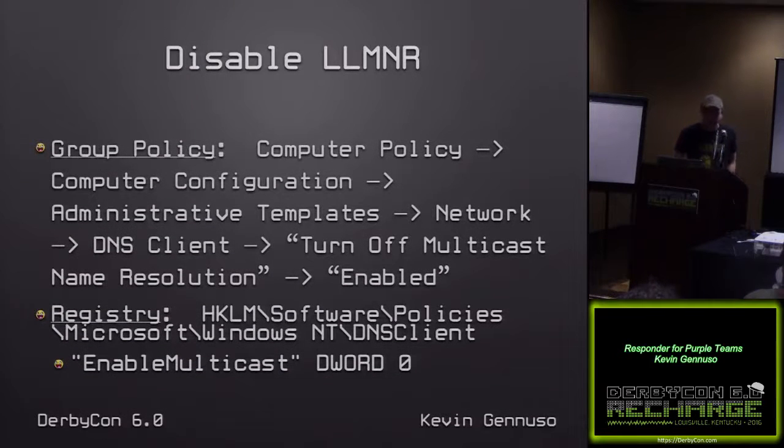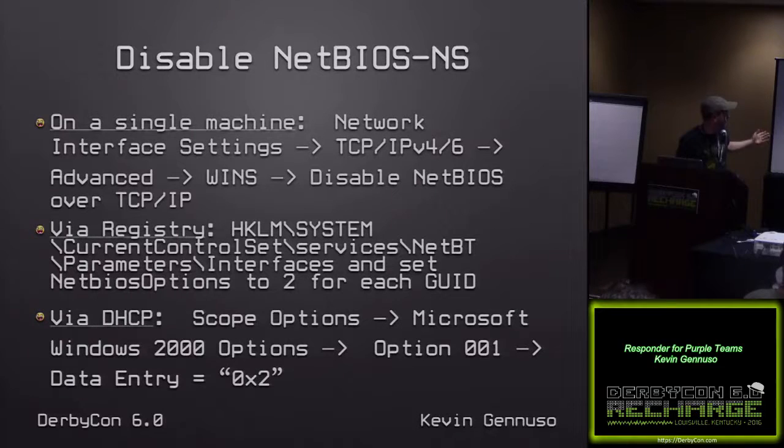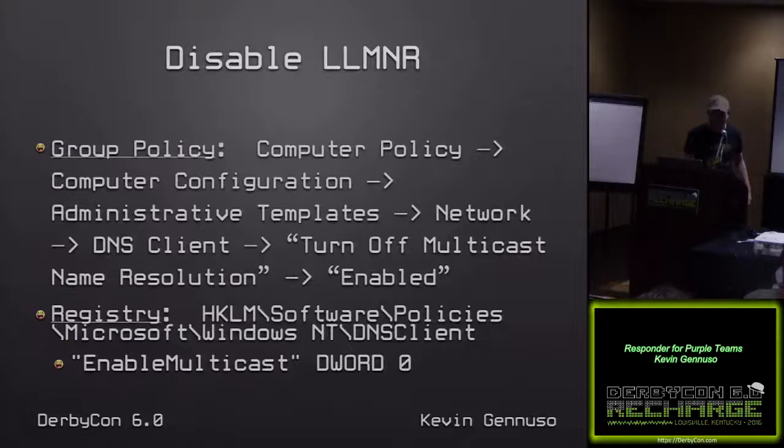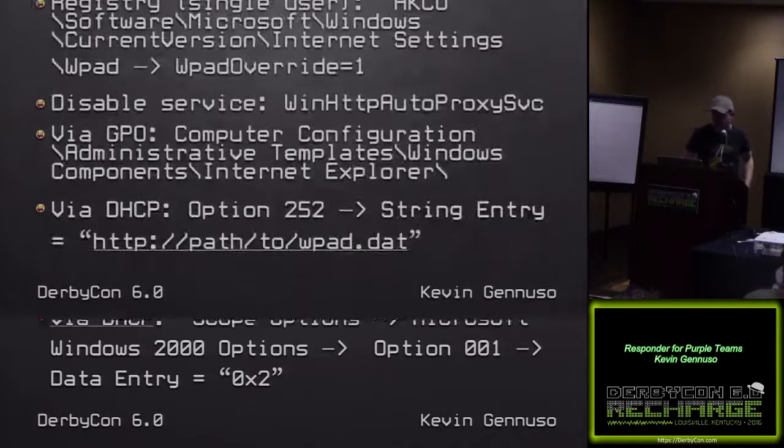So really quick, because I only got a couple minutes, this is how you disable LLMNR. I'm not going to leave it up here long enough, but the slide deck will be available. Just Google it. You can disable NetBIOS name service. Not to totally brush it past, but I should say group policy, you can do this. Registry, you can do this. With regards to the NetBIOS name service, you can do it registry, DHCP, and group policy.